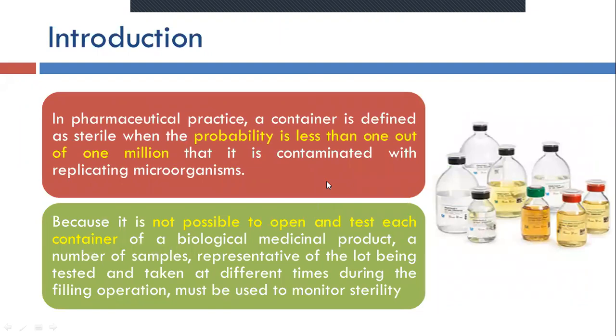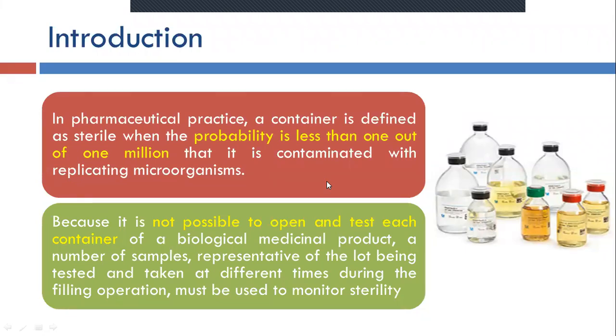So in pharmaceutical practice, a container is defined as sterile when the probability is less than 1 out of 1 million that it is contaminated with replicating microorganisms. Suppose you produce 1 million units in a batch. In that, the possibility should be less than 1 unit getting contaminated with microorganisms. That is what we call the sterility assurance level. And of course, whatever care and other precautions we take, even that will not be possible.